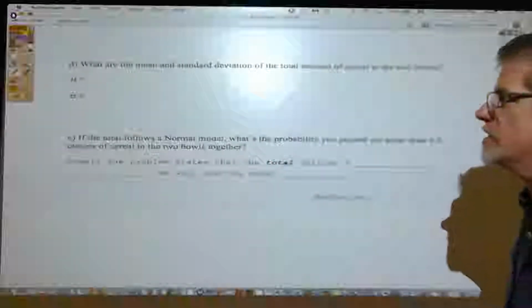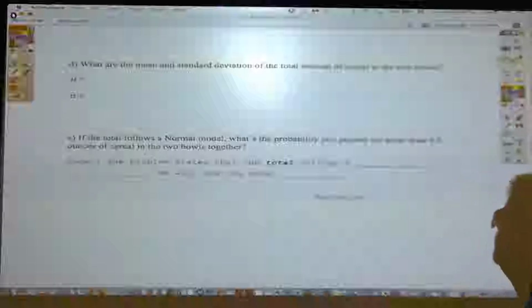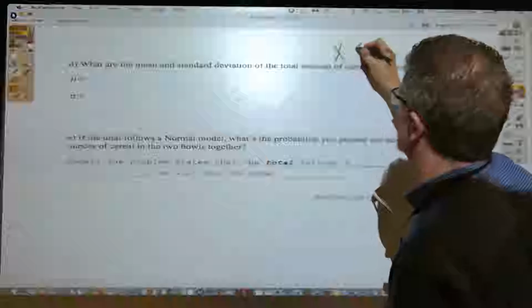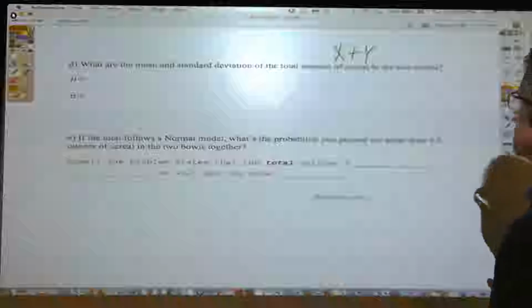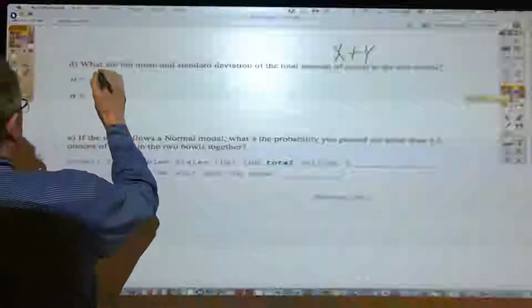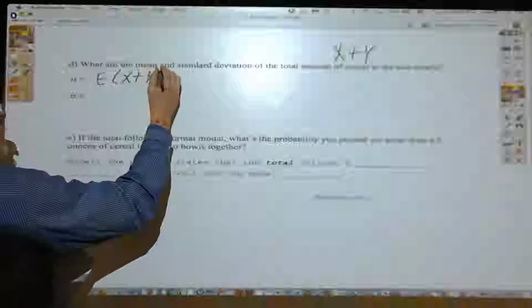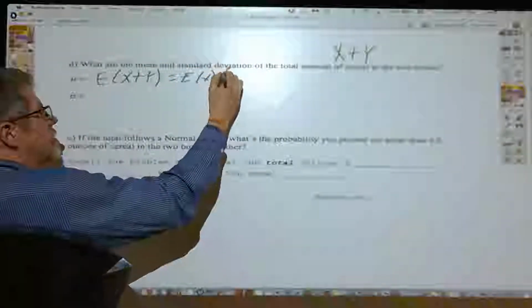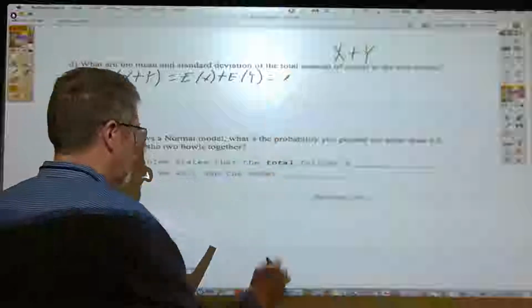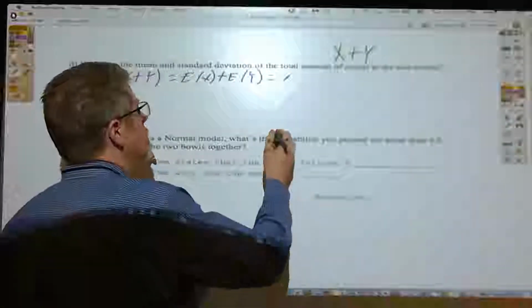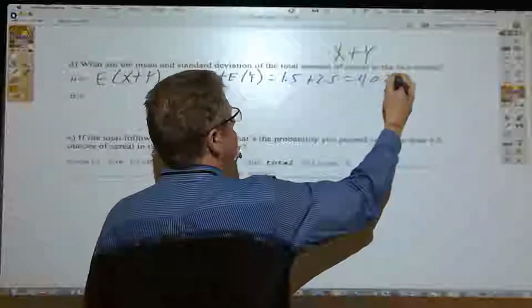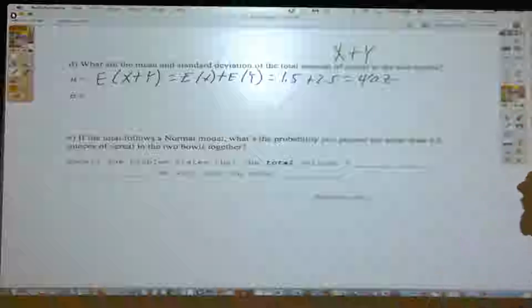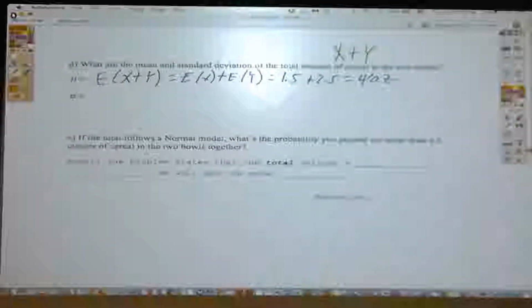Now in part D, the question is, what are the mean and standard deviation of the total amount? So not the difference of the amount, but this time the total amount. So the model that we're going to use is small bowl plus large bowl. So I think it'd be reasonable to calculate the mean as the expected value of X plus Y. That's expected value of X plus expected value of Y. And the small bowl was 1.5 ounces, the large bowl was 2.5, so 4 ounces is the mean amount.